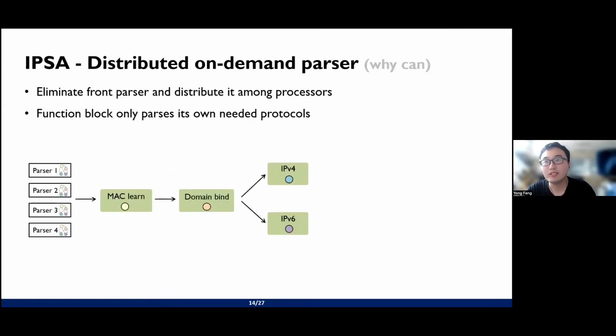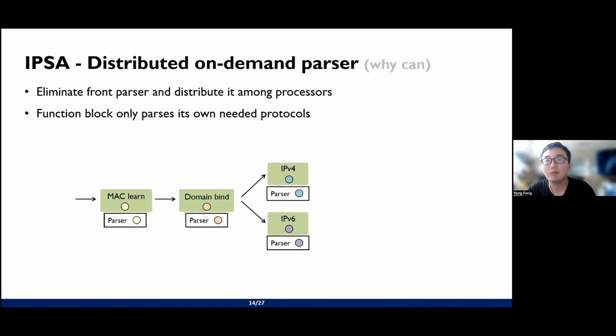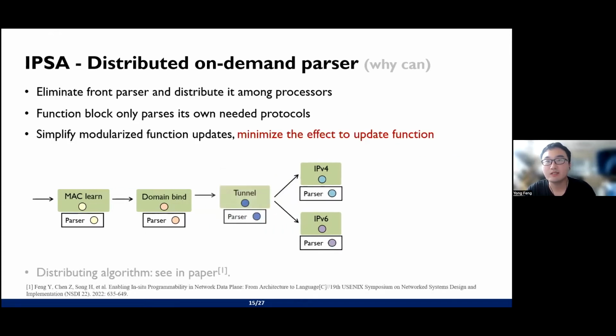We integrate the front parser into the normal pipeline. The function module parses protocols that it will use independently. Naturally, PHV in PISA is not used in IPSA. IPSA uses a packet window to parse protocols in time, along with processing packets. And when inserting a new function, this architecture can minimize the effect on other functions.